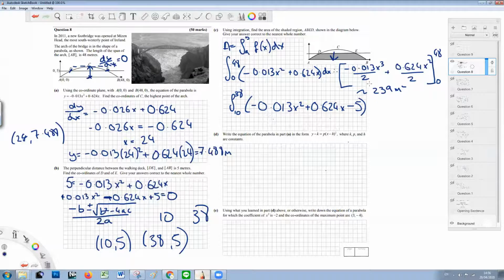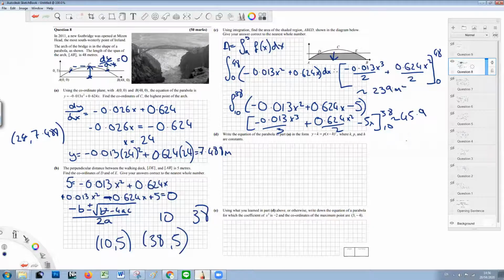That's going to end up with essentially the same thing here. So you get minus 0.013 x cubed over 3 plus 0.624 x squared over 2 minus 5x, with the limits of 38 and 10. So you have to sub those back in, and you're going to get essentially 45.8 for this, or 9.